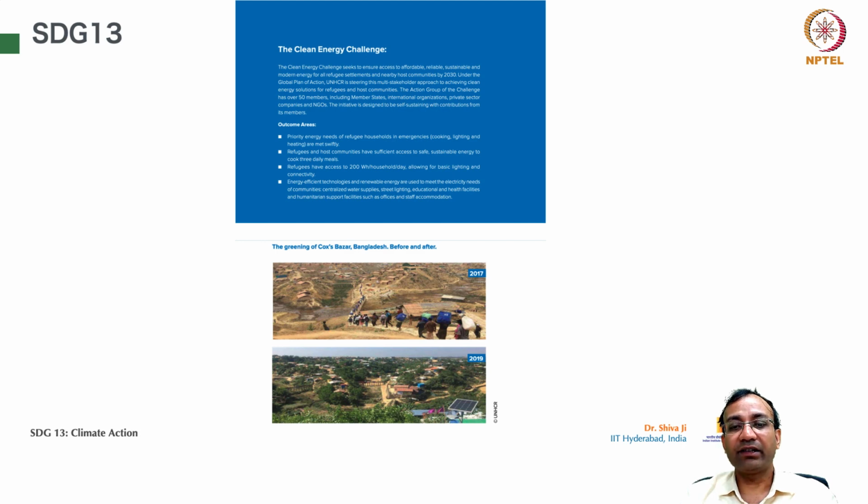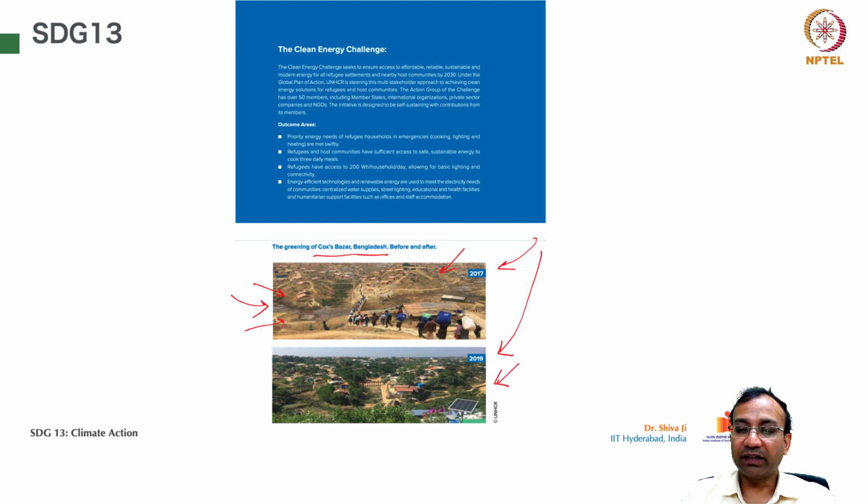Well, on the clean energy challenge, this is a picture of the changed scenario, from 2017 to 2019, from Cox's Bazar, Bangladesh. It shows how the greening has actually taken place. You see this place with exposed soil, and in the later two years you see this big change of several trees coming up all over this place and changing the whole landscape. So it's not that things are not possible. Definitely things are possible if there is right intent and efforts in the right direction.